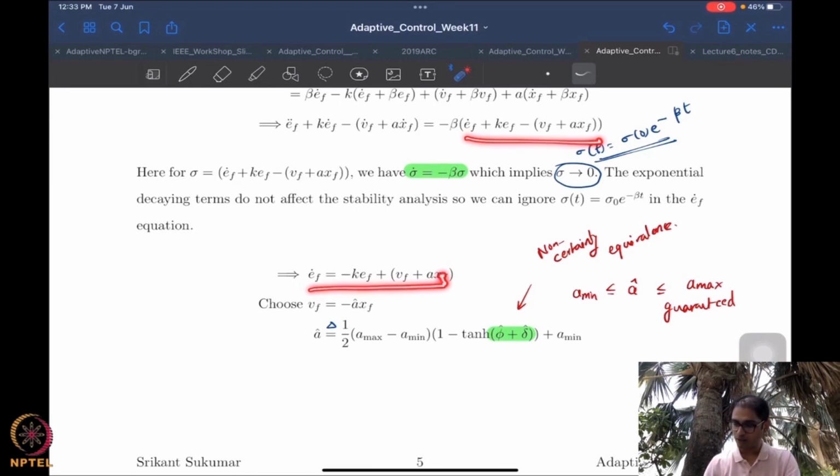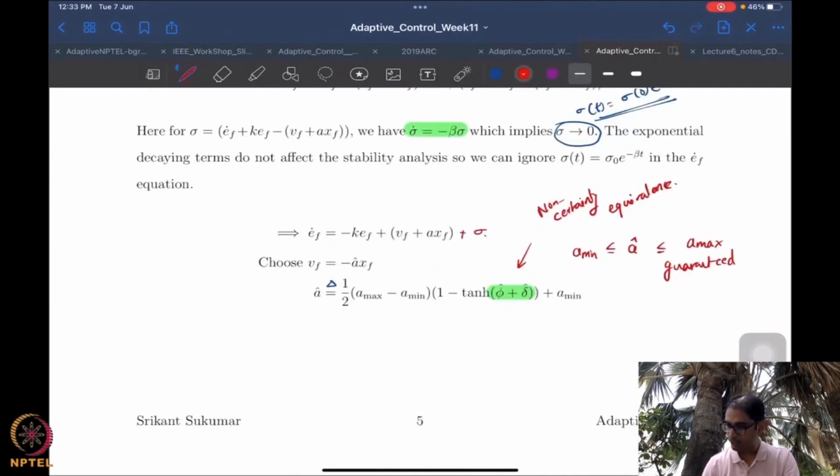Of course, I could be very, very precise and say that this is actually plus sigma 0 e to the minus beta t. So basically sigma is not 0, but sigma is exponentially decaying. But this term, like I said, does not affect the stability analysis. This is ineffectual in stability analysis, and therefore we can ignore it, and we choose to do that.